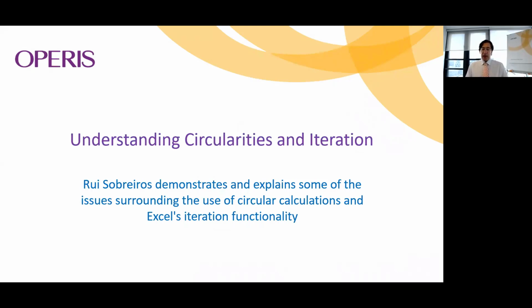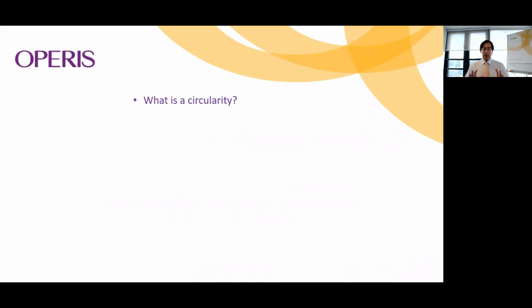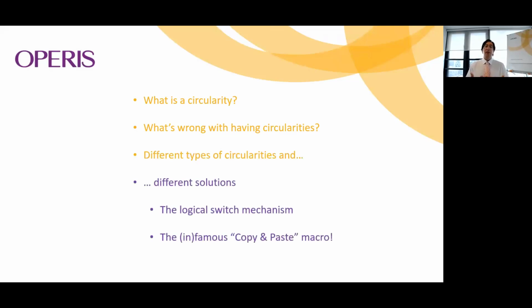So let's start by having a look at what's the plan for today. Today I'm going to talk about understanding circularities, also known as circle references, and iteration in Excel. As I move to the next slide, we'll go through what a circularity is, just a quick definition, then what's wrong with having circularity, so what are the risks and what all this fuss is about having circularities in a model, the different types of circularities that you might find in a model, and for the different types, the different solutions. We have here two solutions: the logical switch mechanism, which we're going to have a look at, and we're also going to finish by building a quick macro, the famous or infamous copy-paste macro.